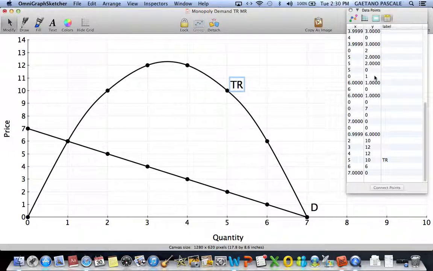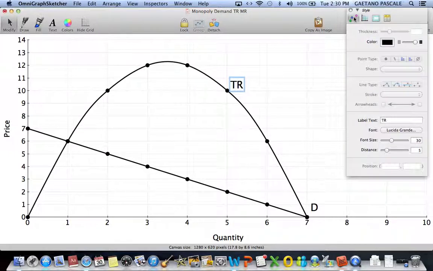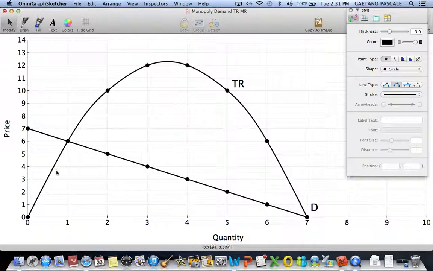And let me move that out the distance from it so it's a little bit easier to see. So there's our total revenue curve. You can see that initially total revenue increases as the price falls, and then we reach a maximum, and then our total revenue starts to decline as the price falls even further.